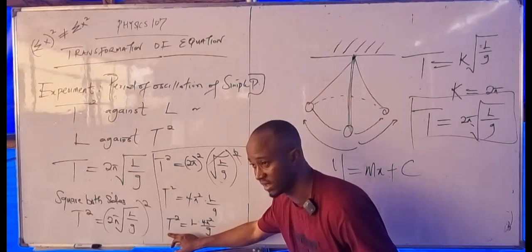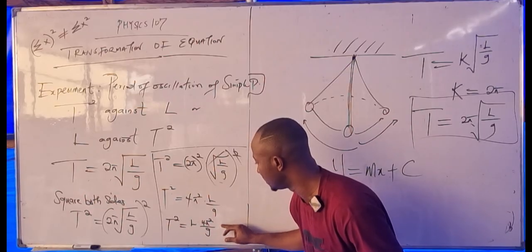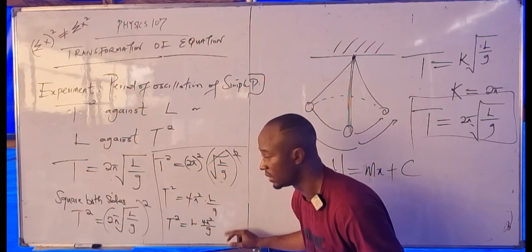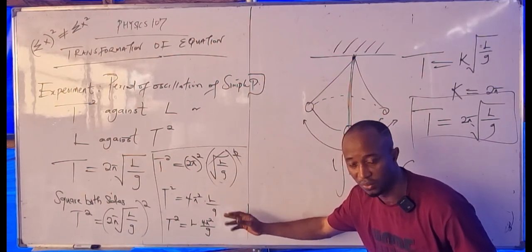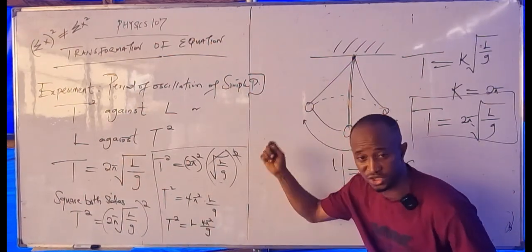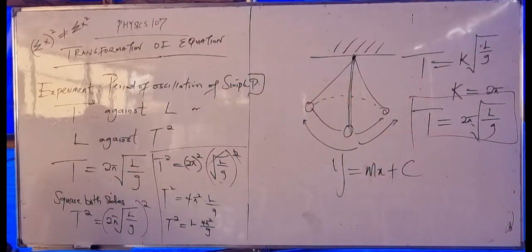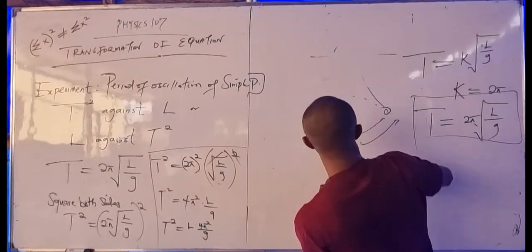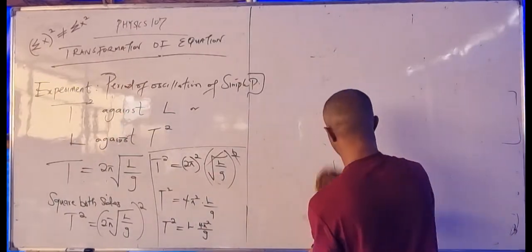A graph of T squared against the length. What about our slope? 4 pi squared. Is there an intercept? No. By the time you compare, is there any plus sign here or minus sign? No. Since there is no plus, that means a graph of T squared against L must start from the origin. You know, last week, I gave us different linear graphs, right? Can you remember that? Those who are here. Okay, only one person.